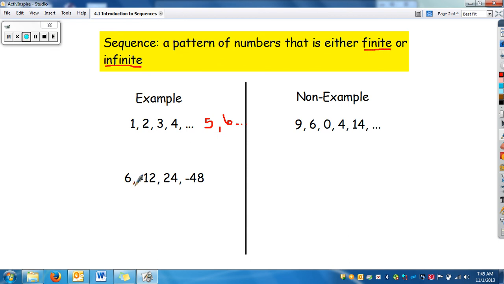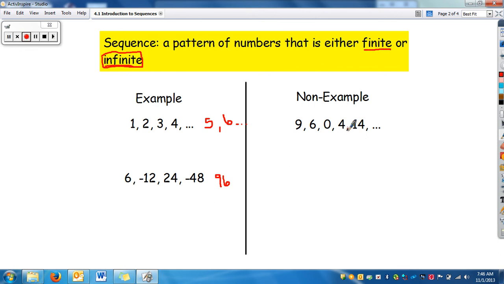The next example of a sequence is 6, -12, 24, and -48. This is a pattern. If you keep following the pattern, you notice it doubles, and then the sign changes. So the next one would be 96. And this would be an example of a finite sequence because it doesn't have the dot, dot, dot, meaning it doesn't keep going. We are going to mostly work with infinite sequences.